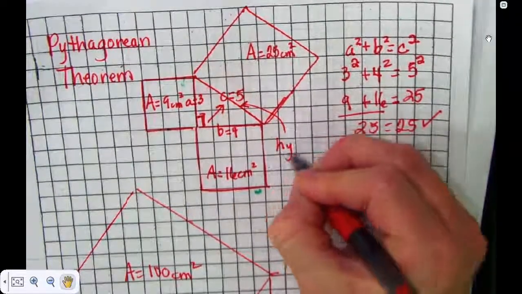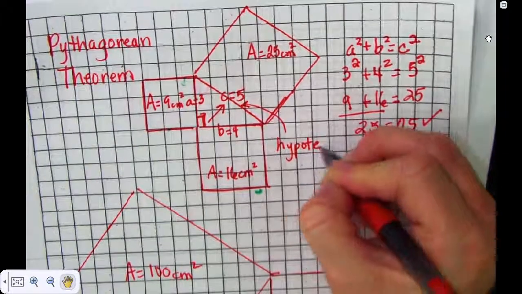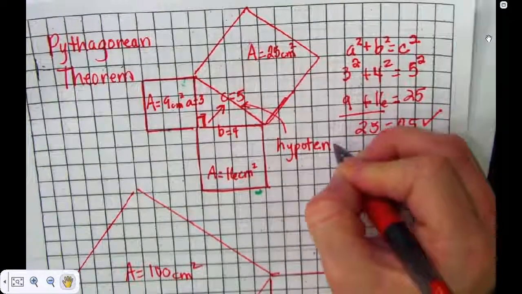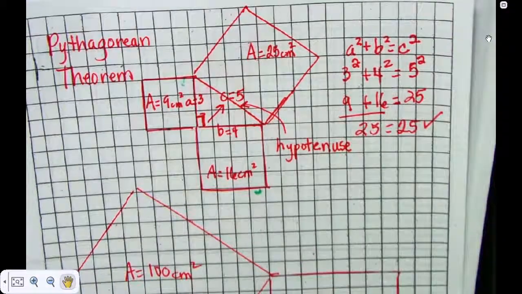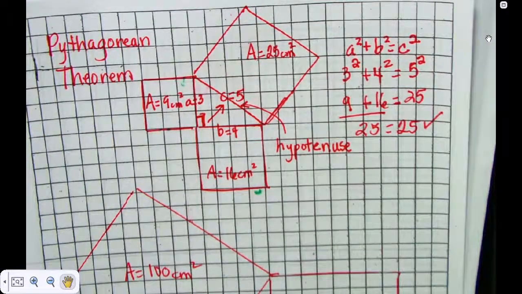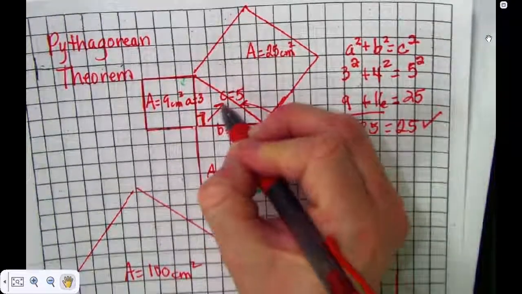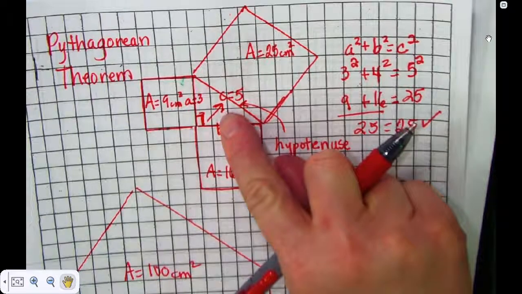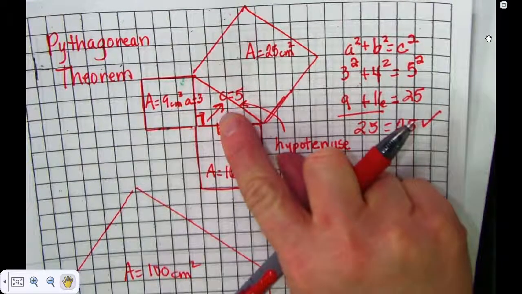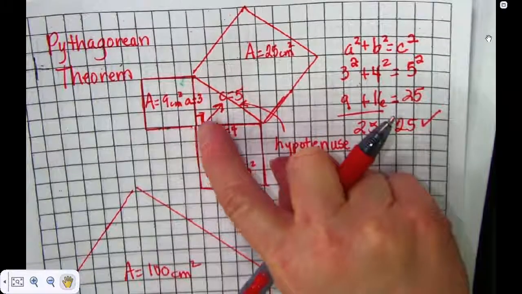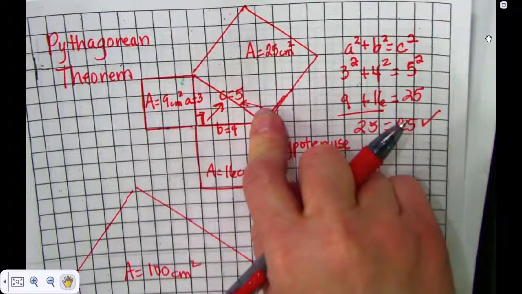This is called your hypotenuse. Hypotenuse. And you're going to remember that. Think of a hippo. It's large, right? That's how I always remembered it. So hypotenuse is always your longest side, which is across from your right angle. If you can remember this, you're good to go. Find your right angle, draw an arrow, that's your side C.